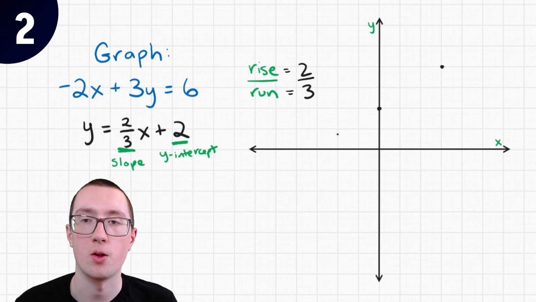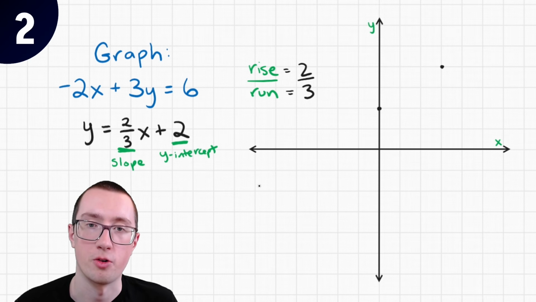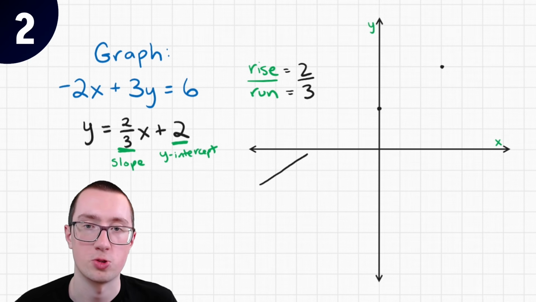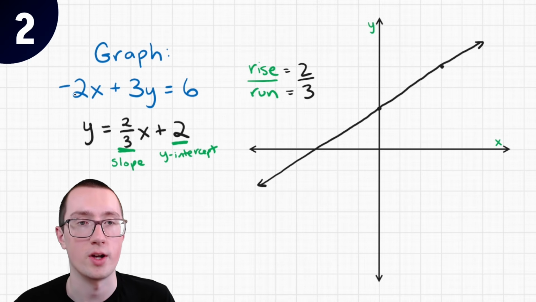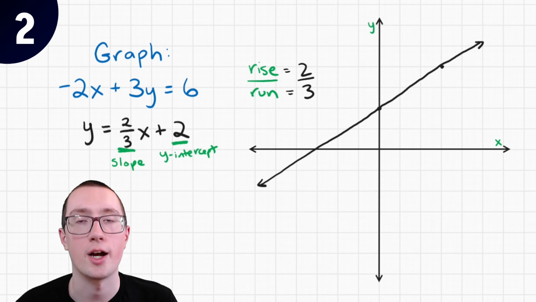So we can just draw a line in between these 2 points. So I'm going to just attempt to draw a straight line and just hope for the best here. And here we go. This is the line that represents the equation negative 2x plus 3y equals 6.